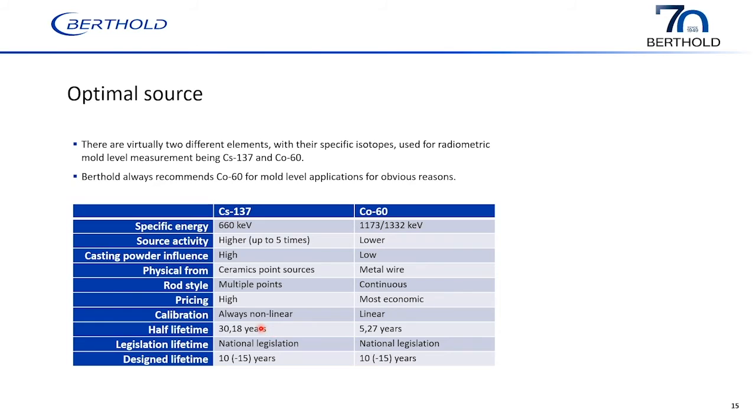We also see that the half-lifetime for cesium is much longer than for cobalt. However, we design our cesium and cobalt sources for a lifetime between 10 and 15 years. And this is normally above the national recommendation. That means even if you have a half-lifetime of 30 years, you're not allowed to keep the same source for 30 years.